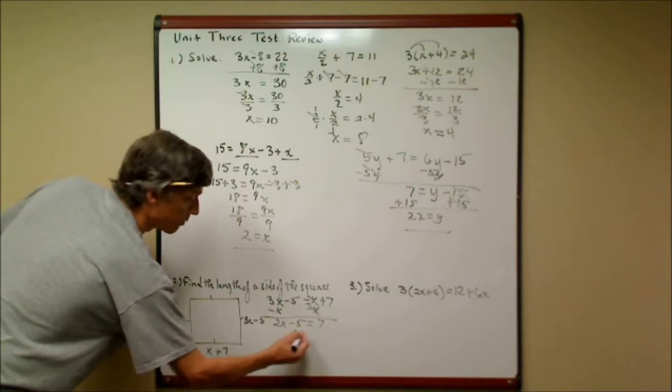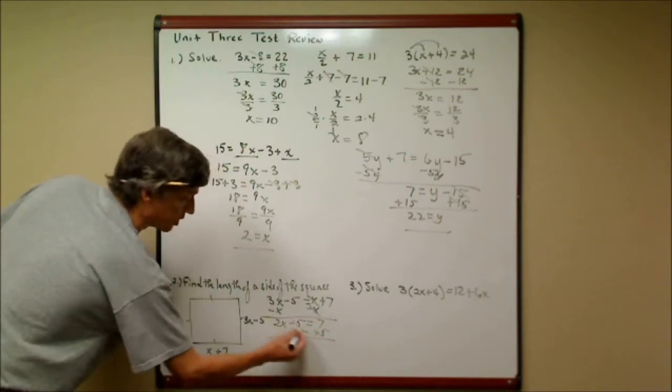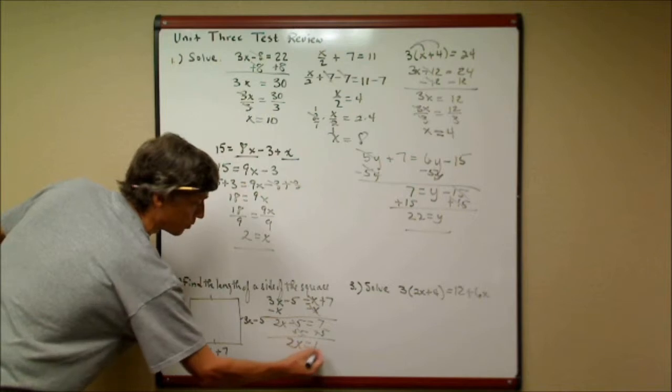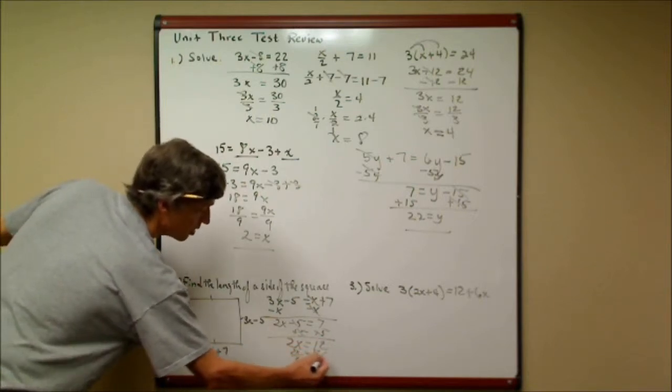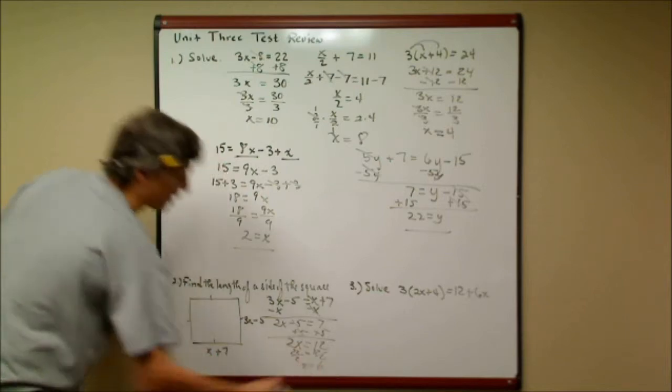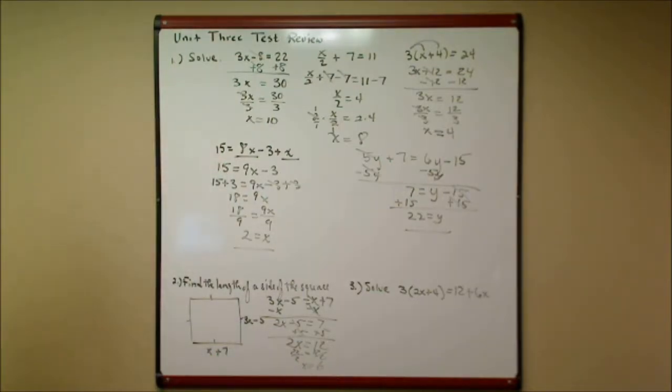I'm going to add 5 to both sides. Again, I don't have much space here. Hopefully you can still see this. I have 2x equals 12. And then I'm going to divide both sides by 2. And I have x is equal to 6. Now that's not my answer. That's going to give me my answer.